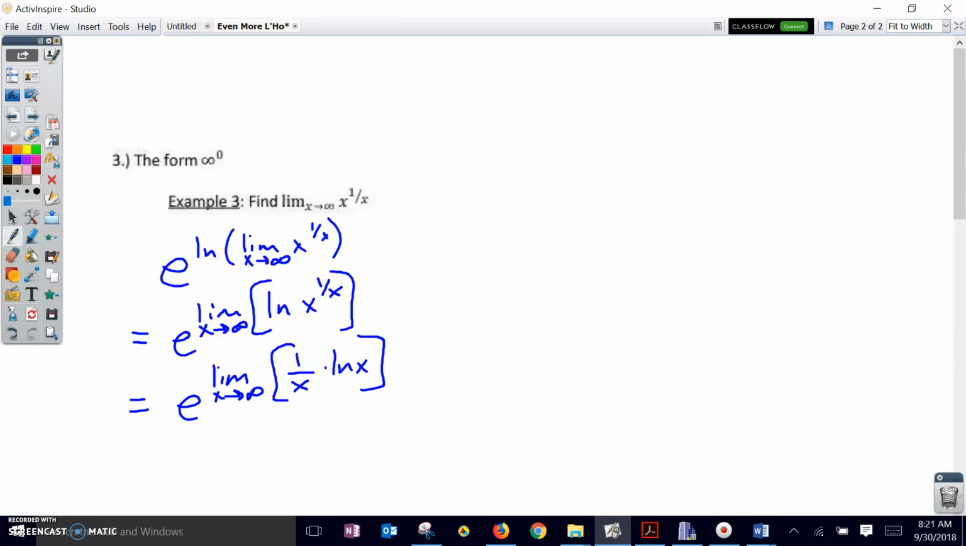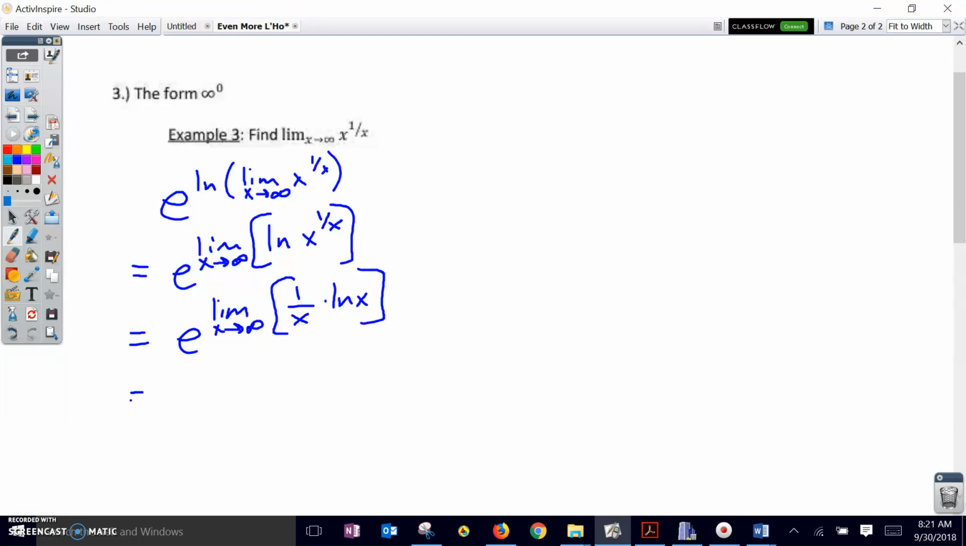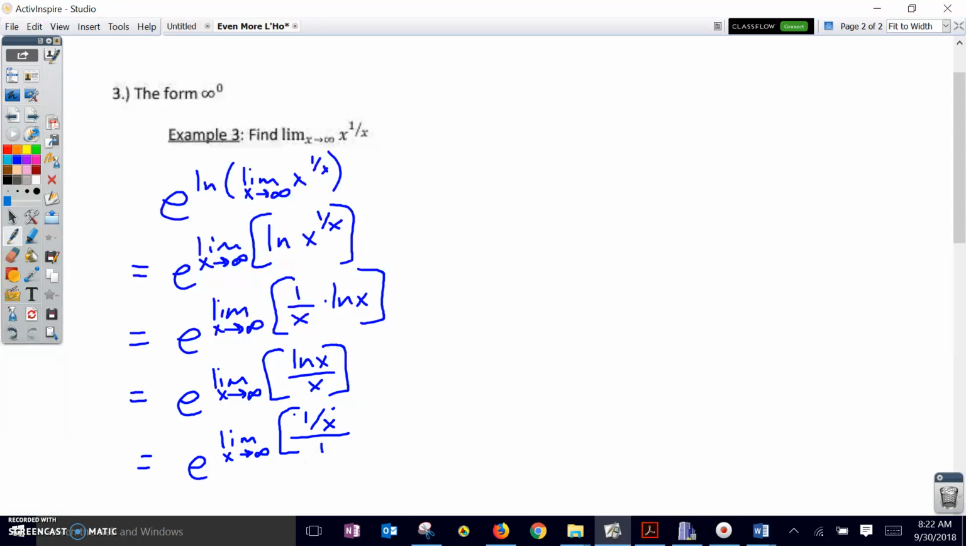And then I want to turn this into something of the form infinity over infinity, or 0 over 0. It's very easy. I just write it as a single fraction. And now I can apply L'Hopital's rule. And so I'll take the derivative of the numerator over the derivative of the denominator. Simplify that a little bit.